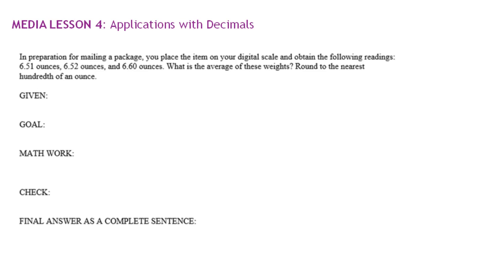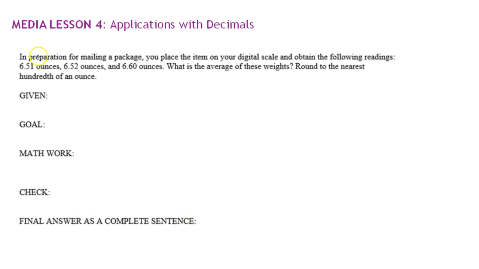In this example, we're going to look at an application that involves decimals. So let's get our highlighter ready. Notice we have places for our given and our goal. We're going to highlight those and then fill those in. We're going to show our math work, do a check to make sure we can verify our answer and that it makes sense, and write our final answer as a complete sentence.